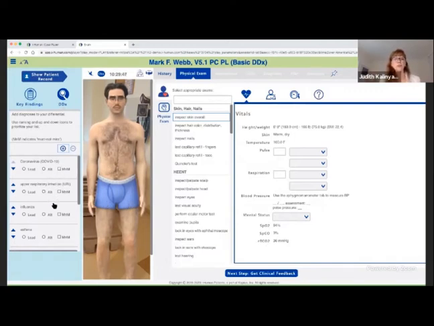So let's go through and just rank these. What's our leading diagnosis? Do we want to vote by hands or just call it out? What's number one?